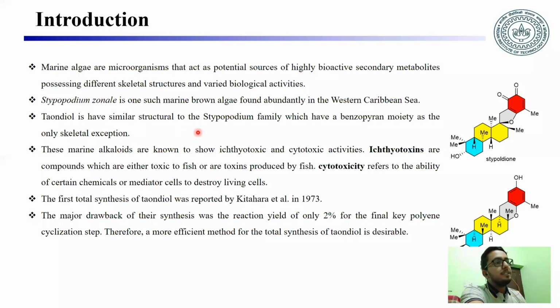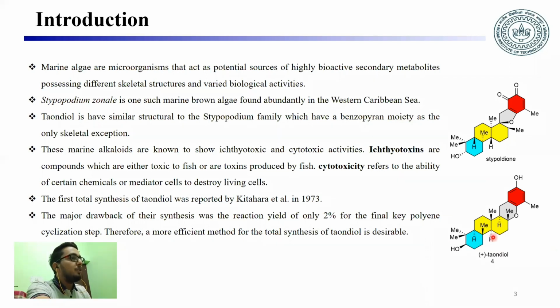Taondiol has a structure similar to the Stypopodium family, with a benzopyran moiety as the only skeletal exception. So this Taondiol molecule has a benzopyran moiety at this position, and the Stypopodium family molecules have a benzofuran ring at this particular position. These marine metabolites are known to show ichthyotoxic and cytotoxic activities. Ichthyotoxins are compounds which are either toxic to fish or are toxins produced by fish. Cytotoxicity refers to the ability of certain chemicals or mediator cells to destroy living cells. So now you know what type of properties these molecules possess.